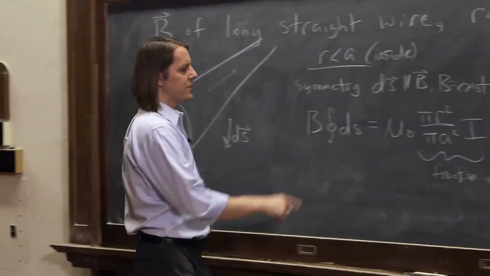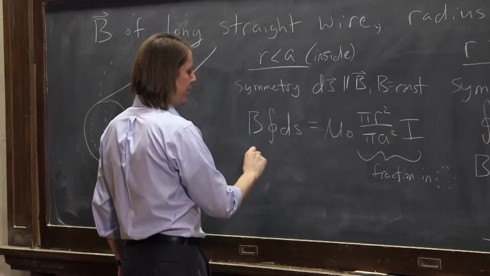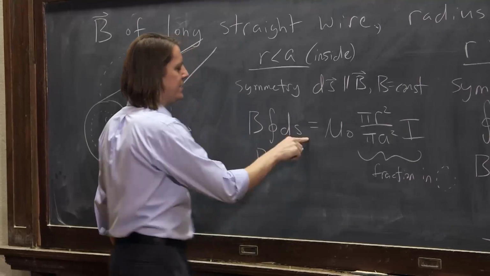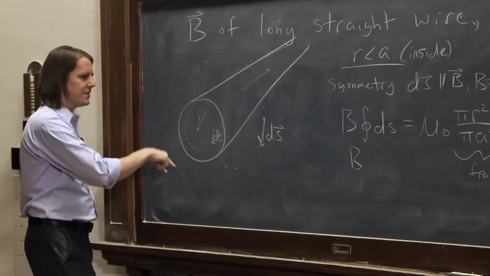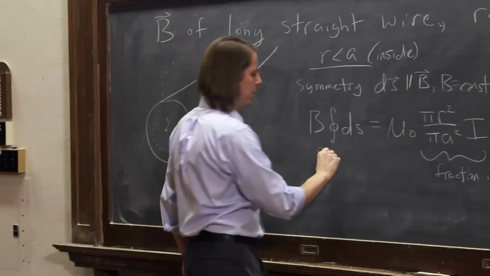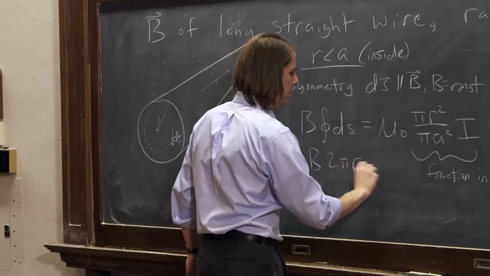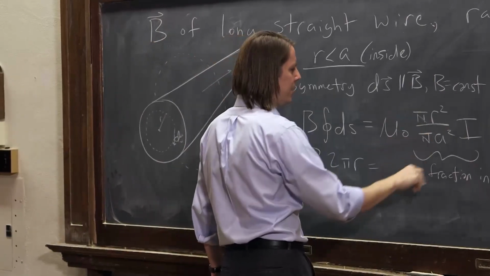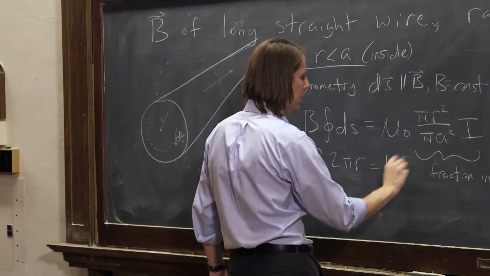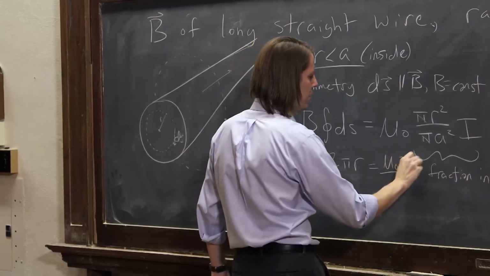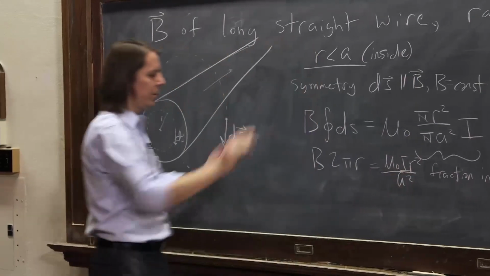And then, let's see, what do you got here? Then this becomes B times the integral around ds, that's 2 pi r, equals, here, and then that cancels and that cancels. It's mu naught I r squared over a squared. And this is getting a little ugly, sorry.